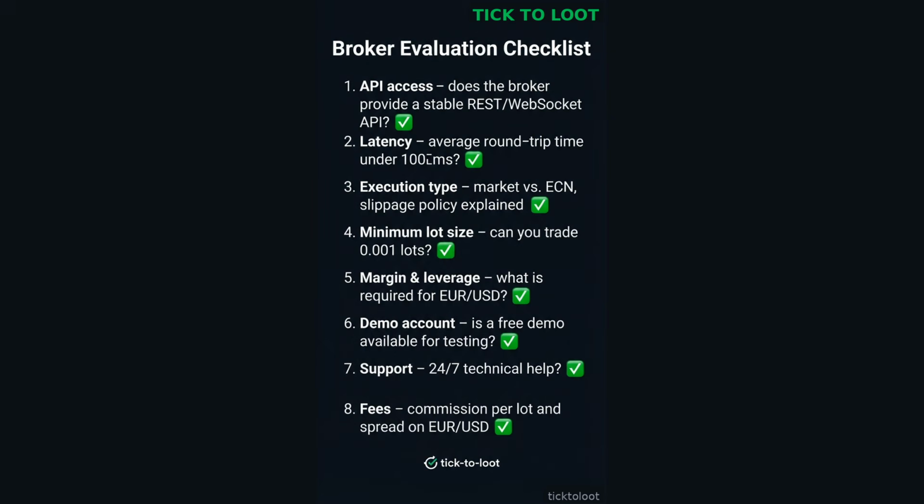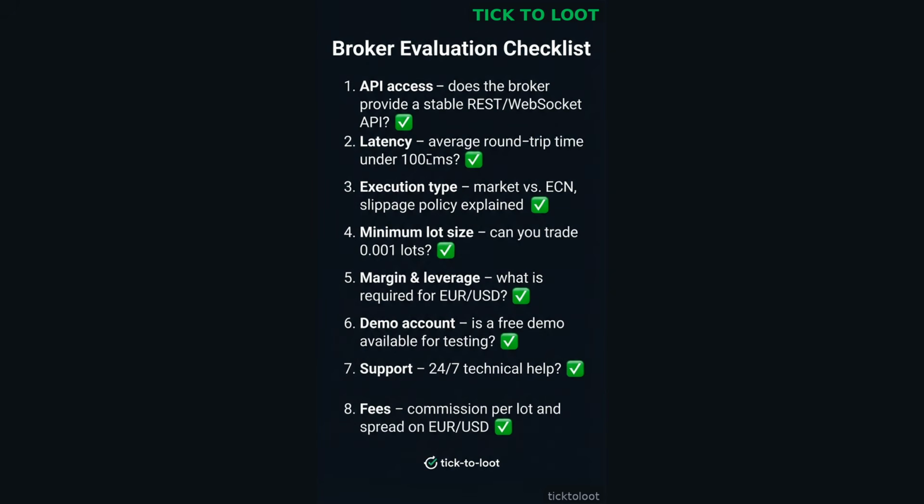4. Minimum lot size. Some brokers only let you trade in 0.01 lot increments, while others go down to 0.001. Make sure the minimum lot matches the size your risk calculation requires. 5. Margin and leverage. Look at the margin requirement for a standard euro to US dollar lot and the maximum leverage they offer. Too low leverage might limit your position size. Too high can increase risk.